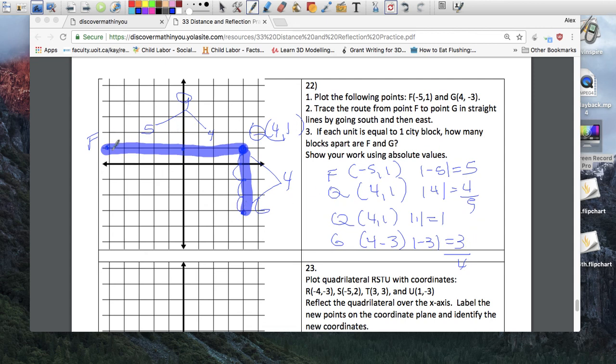So we want the total distance. So this whole distance right here is 9, right? From F to Q is 9. And then from Q to G is 4. So we add 9 and 4. And the total distance is 13 blocks.